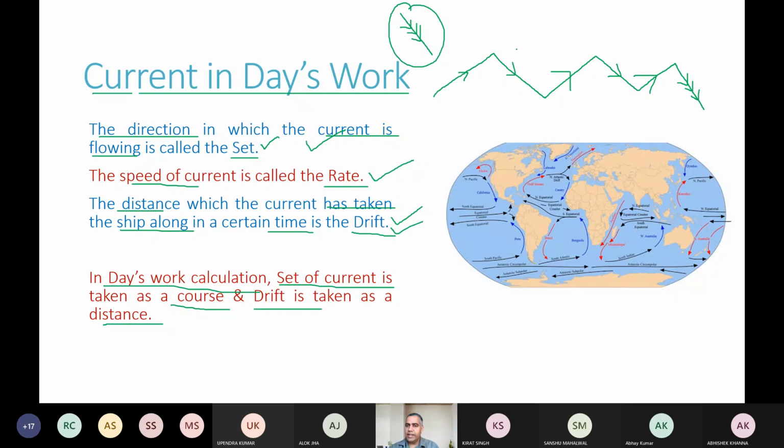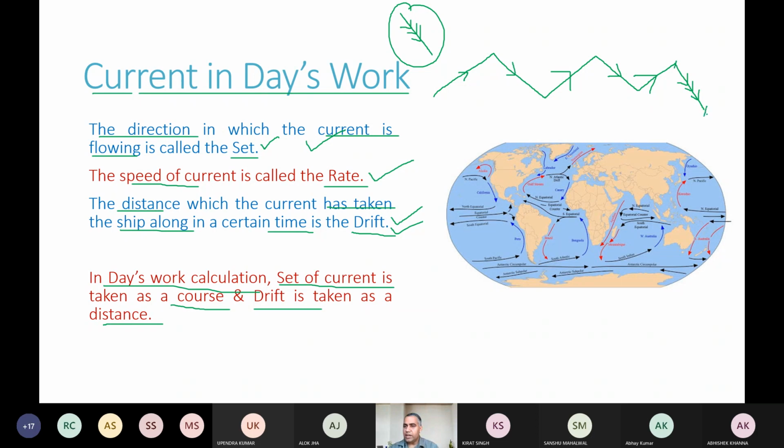You can apply it anywhere. If you want to apply it in the beginning, it can be applied in the beginning. At any intermediate point, it can be applied there. Because all these courses and distances and the current are like vectors. In whichever order you add the vectors, the resultant is going to be the same. So usually it is applied at the end. So we apply the current at the end.